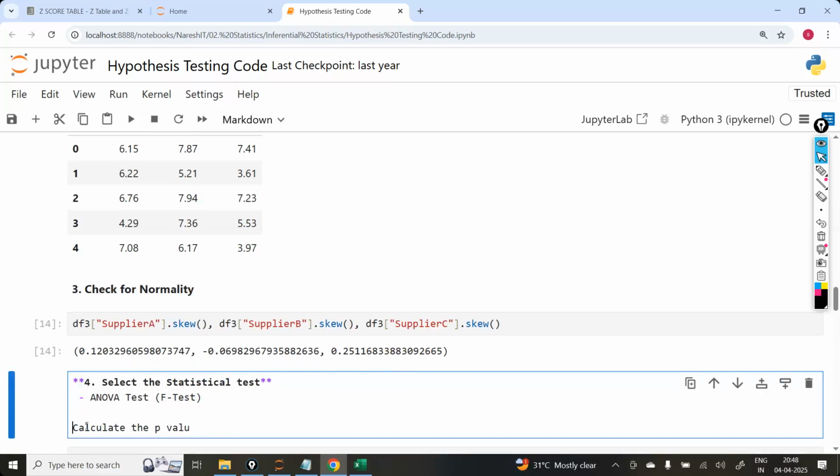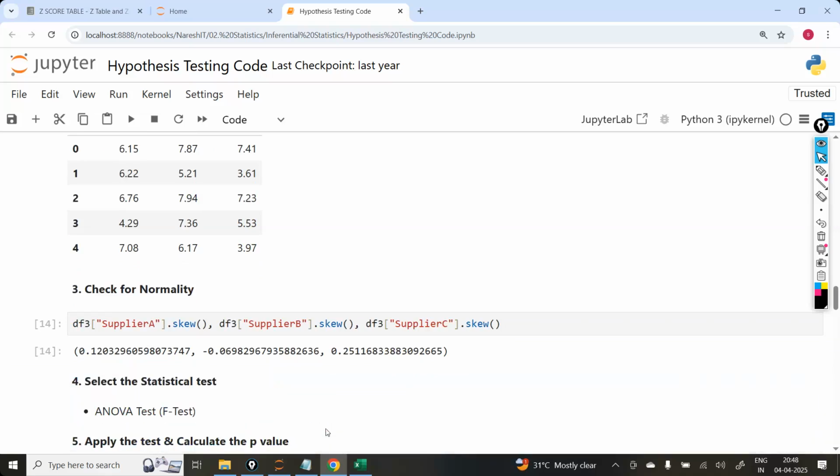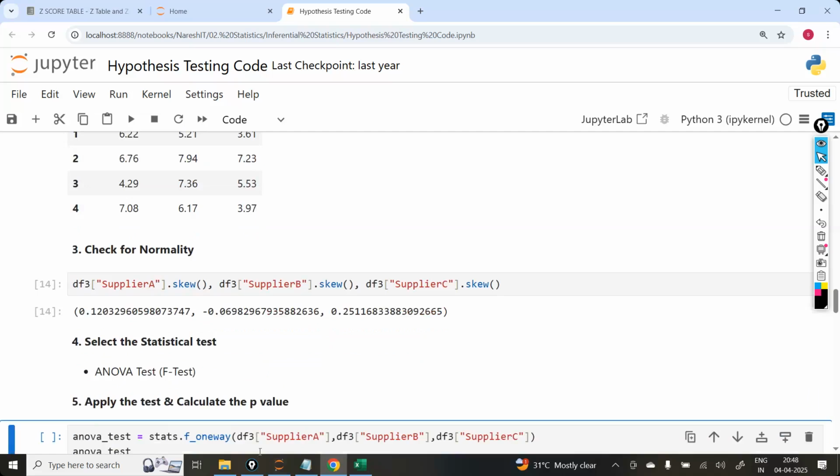Now what is the step 5? Next one. What is the step 5? Apply the test and calculate the p-value. Now I am going to apply the test. What is the test? Means F test.